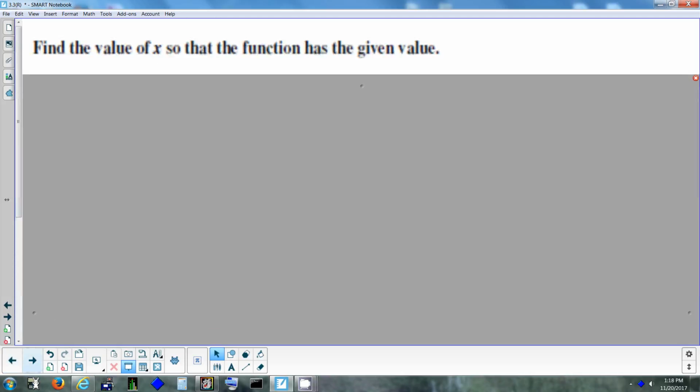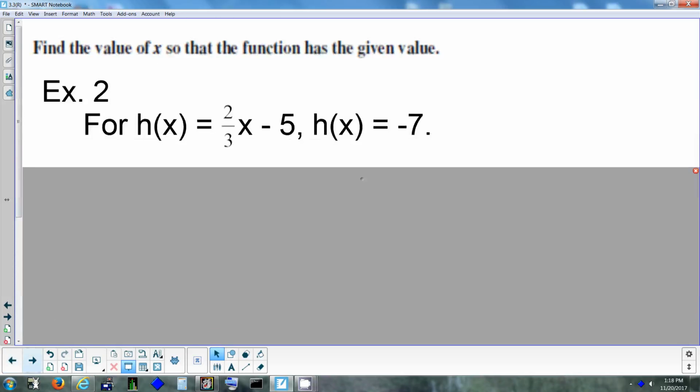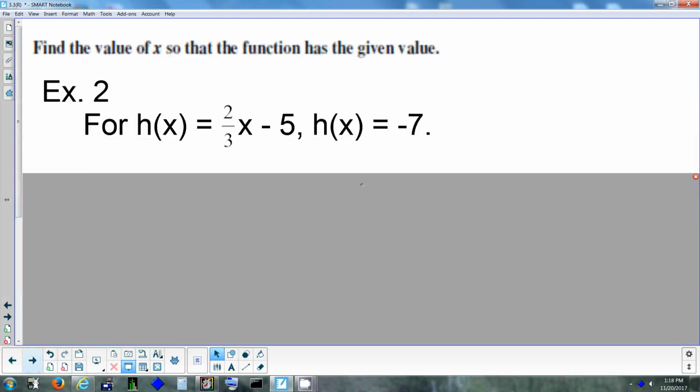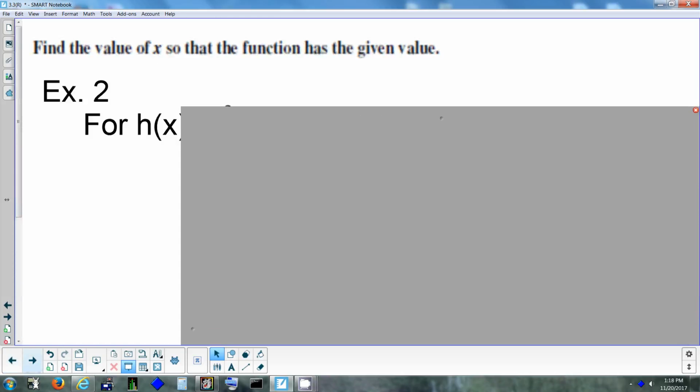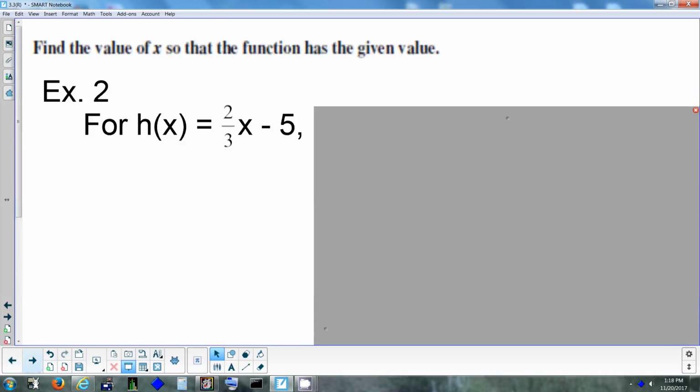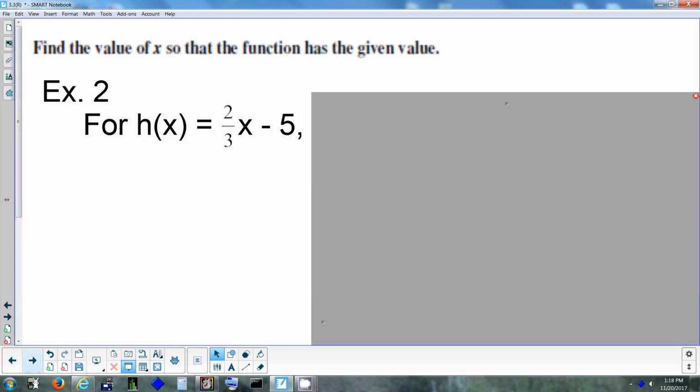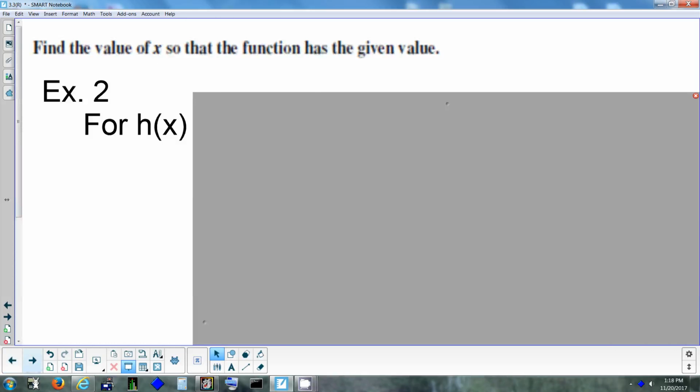Great. So now let's use those steps to figure out this. First of all, how do you pronounce that? Oh, actually, you know what? Just start with that part. H of X.